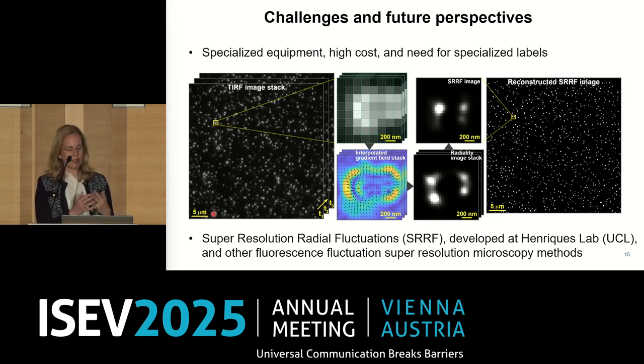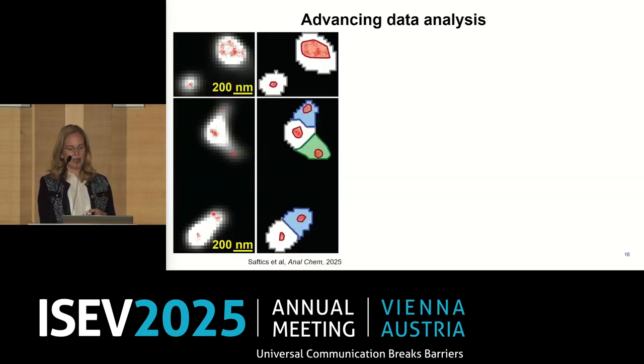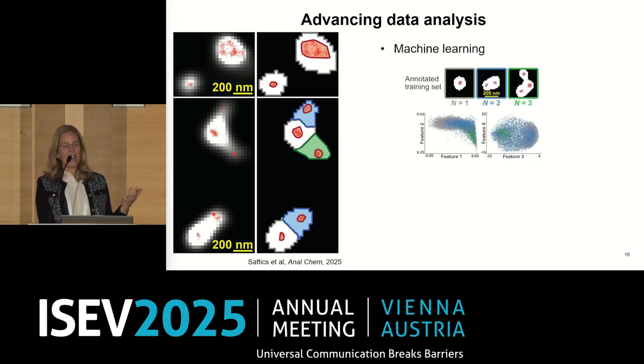So really, the future perspectives, the way I see them, are adapting already available techniques for our field. One of those is super resolution radial fluctuations, or SRRF, and other fluorescent fluctuation techniques. So we get enhancement by doing lovely processing that's already available in the field. But that also means that we need to advance data analysis, right? Now we start seeing these lovely vesicles that are close together. And how are we going to handle that? Well, machine learning is one great tool that I wanted to mention.